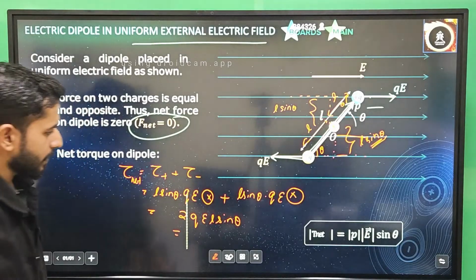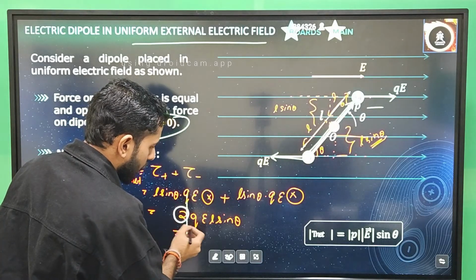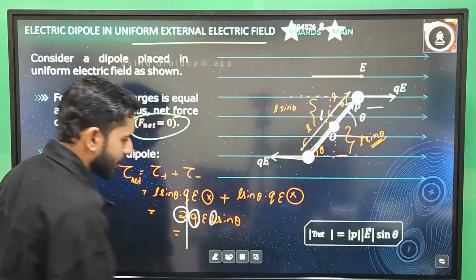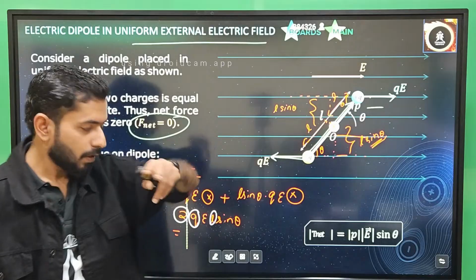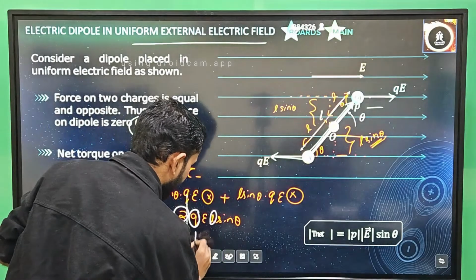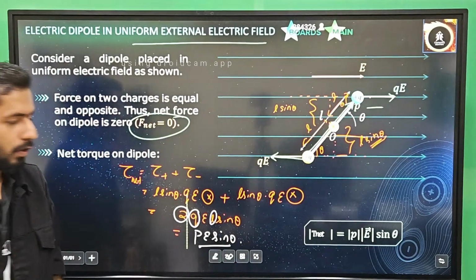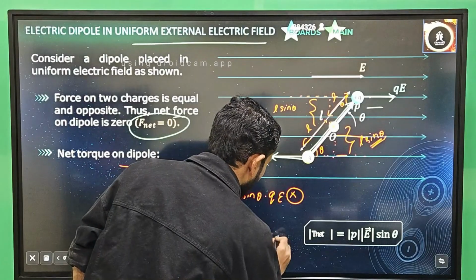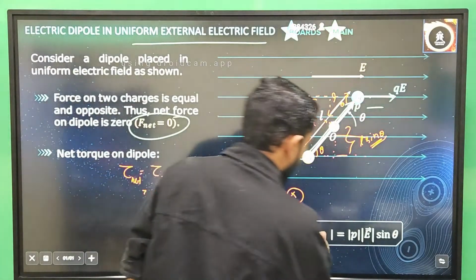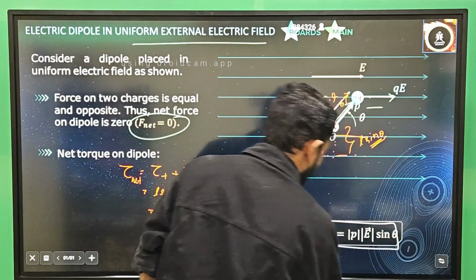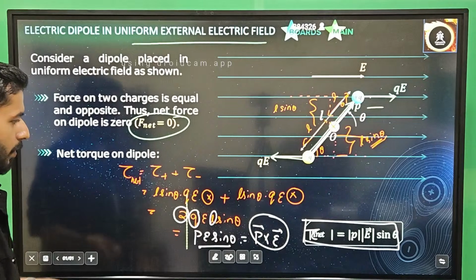Now what further conclusions can I write from here? Because 2L and Q, what is this? Charge into distance. The distance between both these charges is 2L. That means the net dipole moment will be P. That means I can also write PE sine of theta, students. That is nothing but equal to P cross E. P cross E can also be written as torque. That means if I have to write the net torque, I can simply write PE sine theta. Otherwise, I can write directly P cross E. That will be the result. Please remember this very important result.